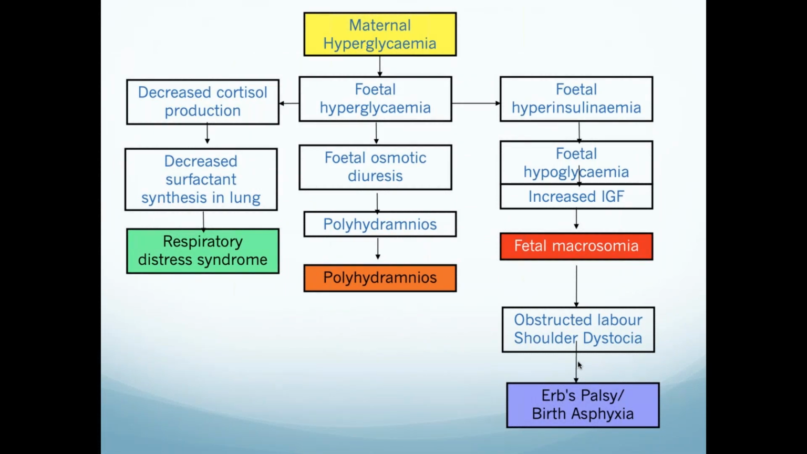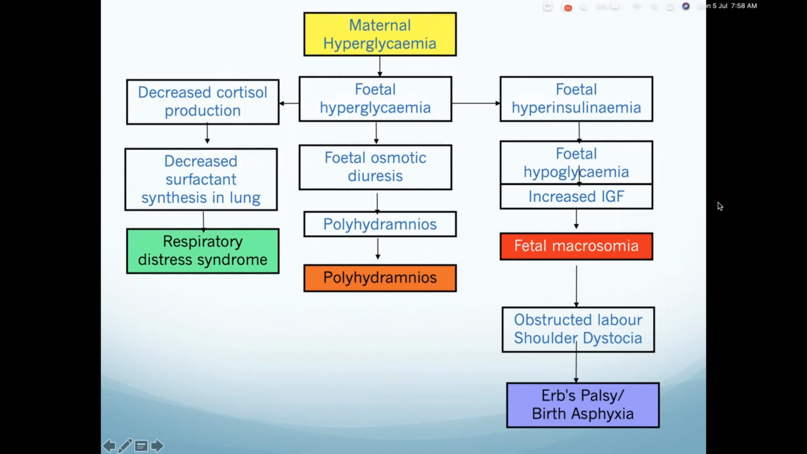And because of fetal hyperglycemia, there will be decreased cortisol production, resulting in decreased surfactant synthesis in the lung, which will result in respiratory distress syndrome. When the babies are born, they have respiratory distress syndrome way more as compared to a non-diabetic mother. And because of the fetal hyperinsulinemia, there will be fetal hypoglycemia because of the insulin levels being raised, resulting in insulin-like growth factors being on a higher side, causing fetal macrosomia.